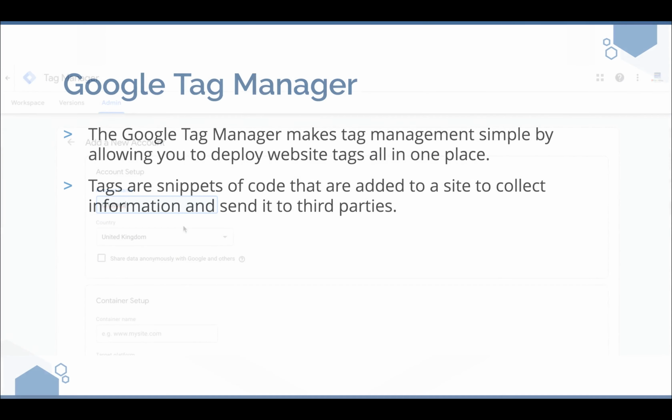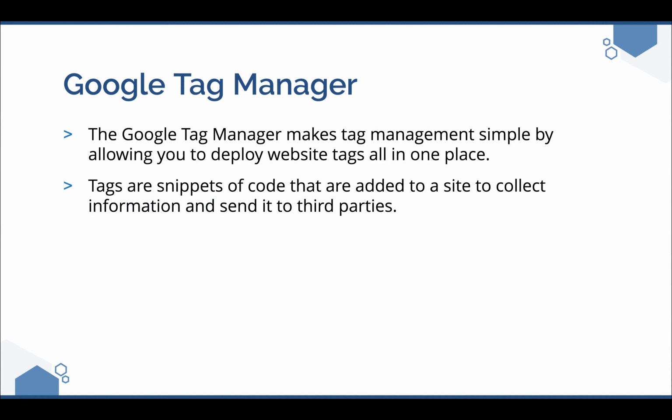The Google Tag Manager helps you make tag management simple by allowing you to deploy website tags all in one place. Tags are snippets of code that are added to a site to collect information and send it to third parties. You can use tags for all sorts of purposes, such as scroll tracking, monitoring form submission, and tracking how people arrive at your site.